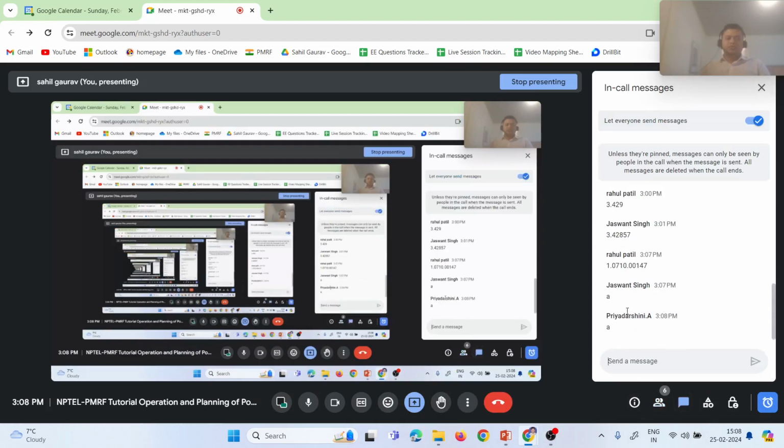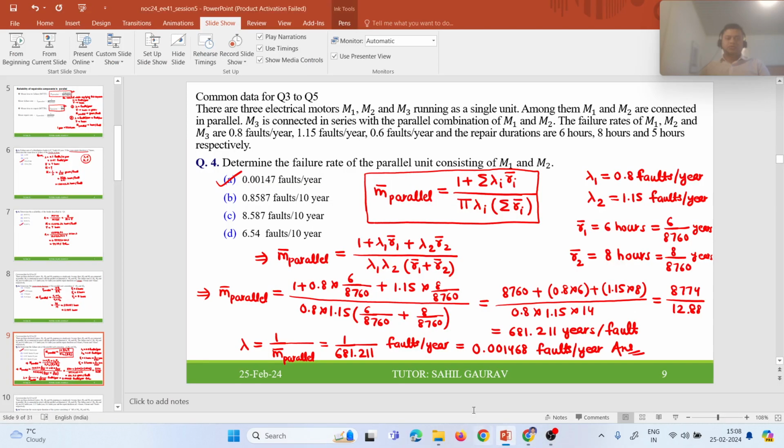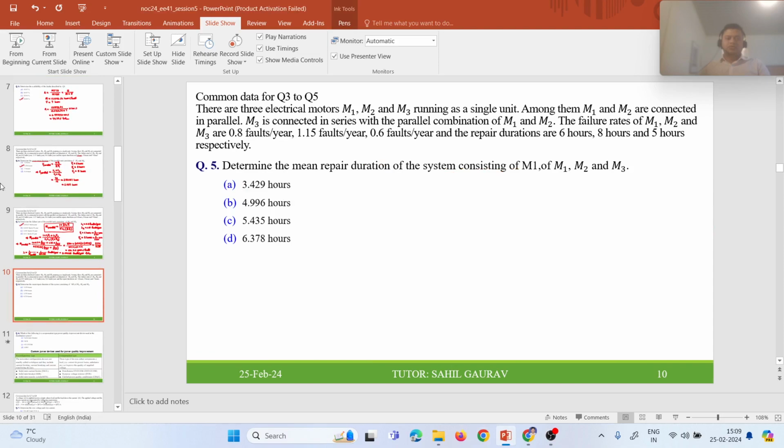Yes, Jaswant, Priyadarshini, Rahul. Jaswant and Priyadarshini, both of you are correct. 0.00147 faults per year. Now let us see the fifth problem.